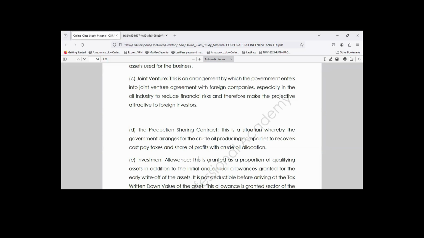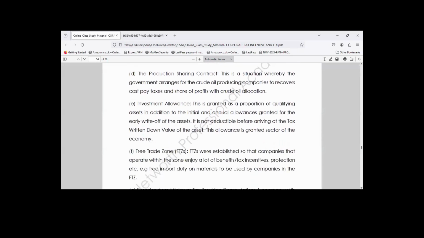Another thing that can attract foreign direct investment is investment allowance. By giving investment allowance to some of the assets acquired by this foreign company, it will attract them to come and invest in Nigeria, because at the end of the day, it's going to increase their capital allowance.